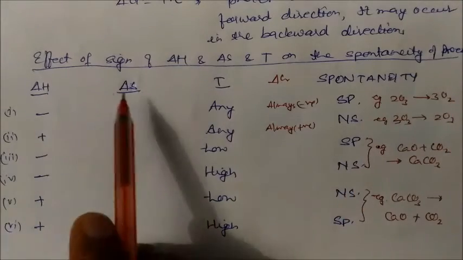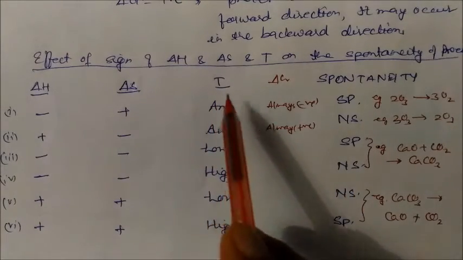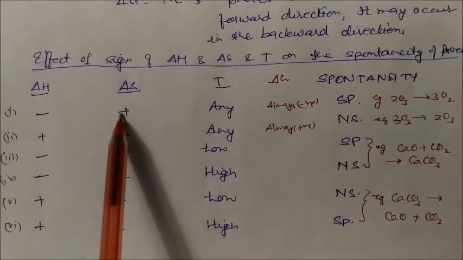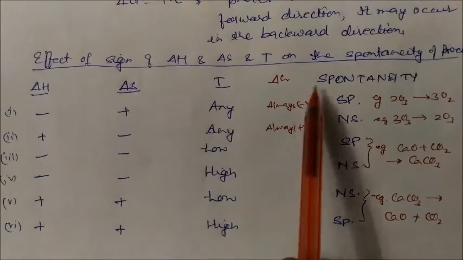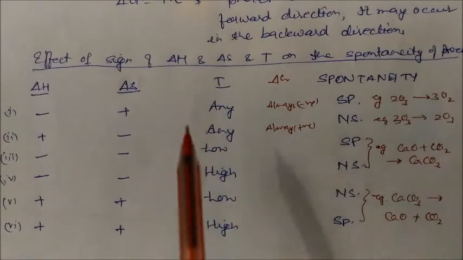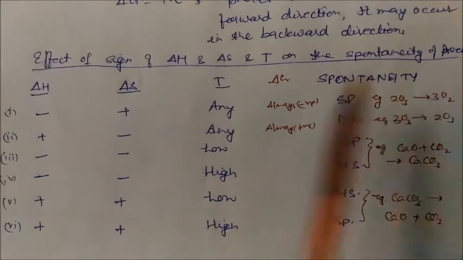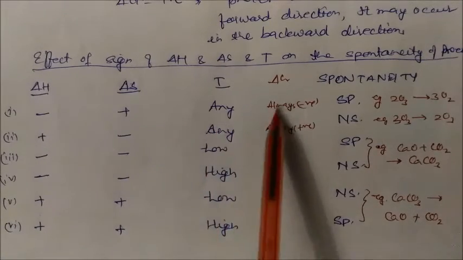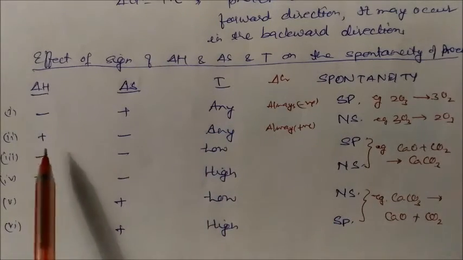So delta H, delta S, and this is your temperature, and this is the spontaneity condition. One is minus, one is plus, so temperature can be any. Delta G will always be negative, so this will be spontaneous. This is an example. If this is positive and this is negative, temperature can be anything. This will always be positive, so this will be non-spontaneous.